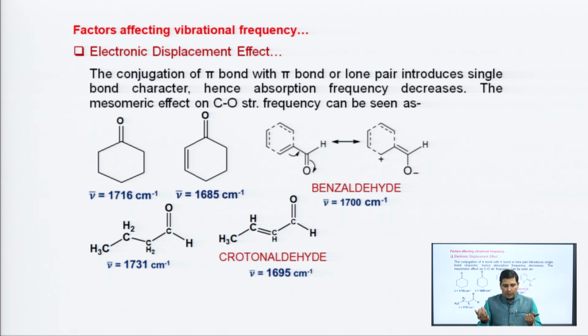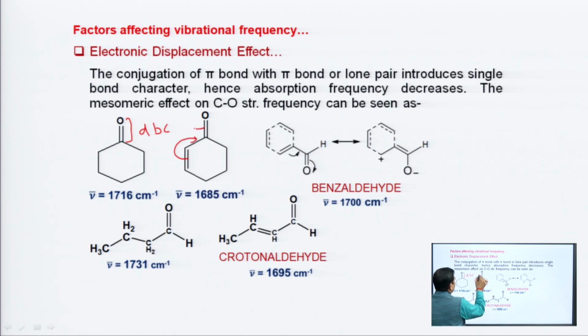We know about the resonance. By that resonance phenomenon we can understand that single bond character will be there, hence the absorption frequency will decrease. The mesomeric effect on CO stretching frequency can be seen here like this. Now, this is always having double bond character, but this C double bond O may be having single bond character like this, and it means its vibrational frequency will become lower, कम हो जाएगी.